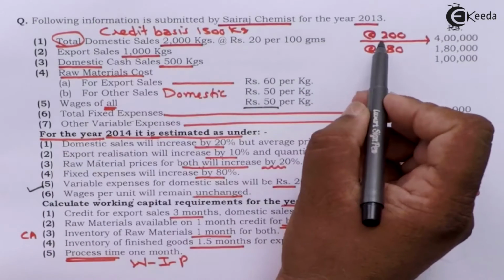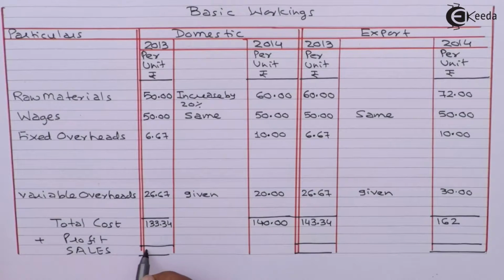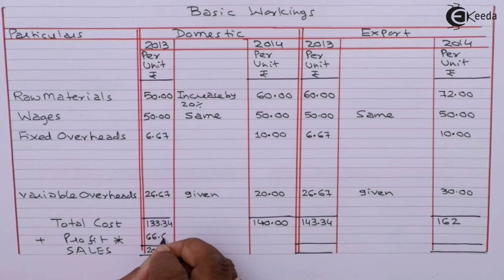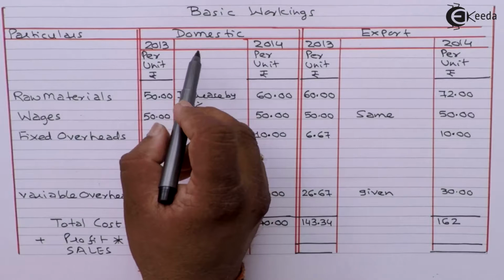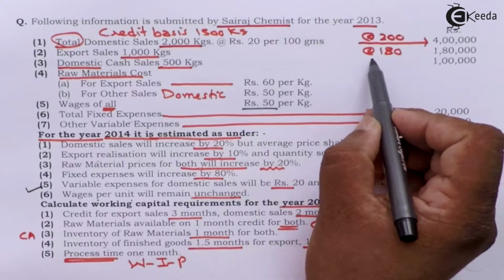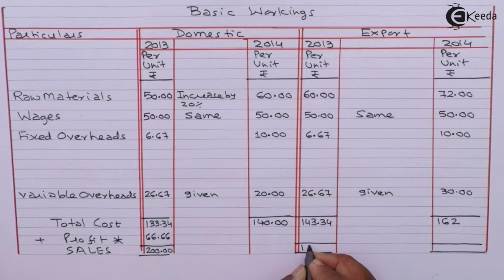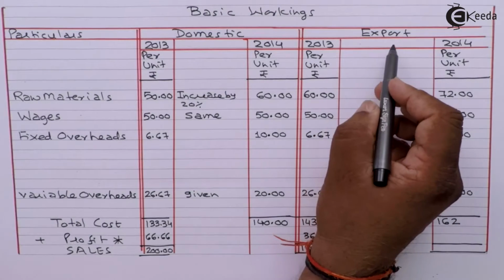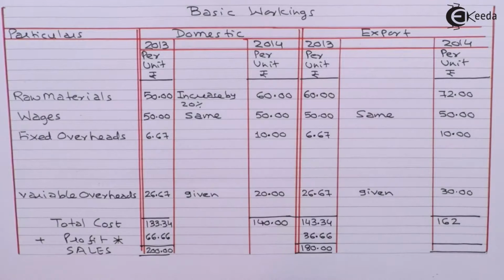For domestic sales, we have calculated selling price 200. Sale price per unit 200. We can find out profit as a balancing figure. So in case of domestic market for current year 2013, profit per unit is 66 rupees 66 paise. In case of export sales, current year price is 180. So in case of export market for current year 2013, per unit profit is 36 rupees 66 paise.